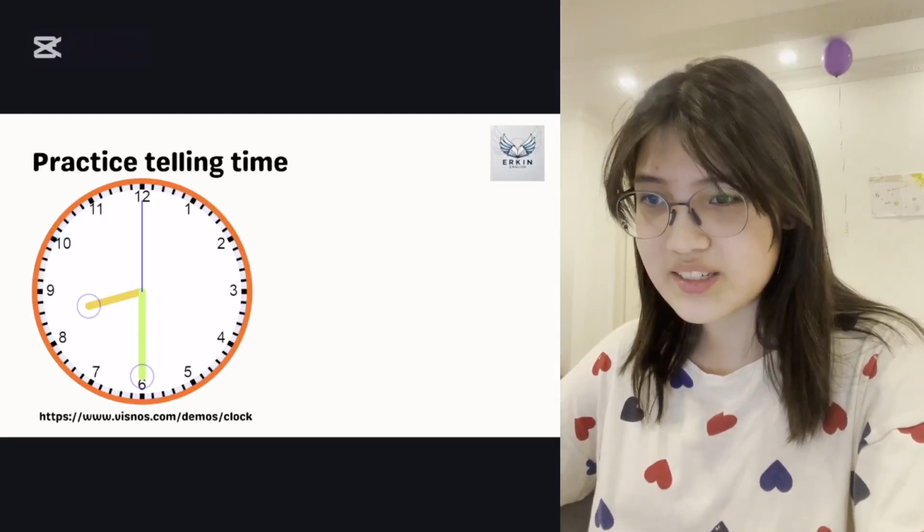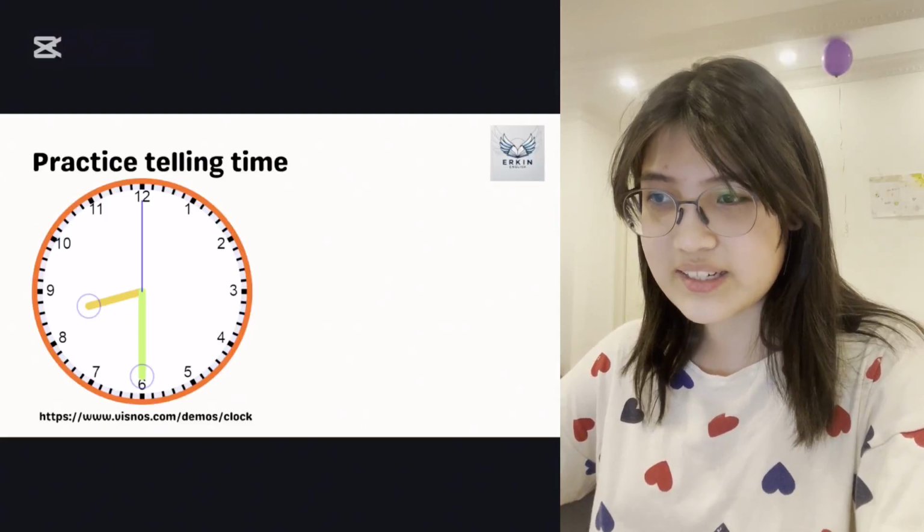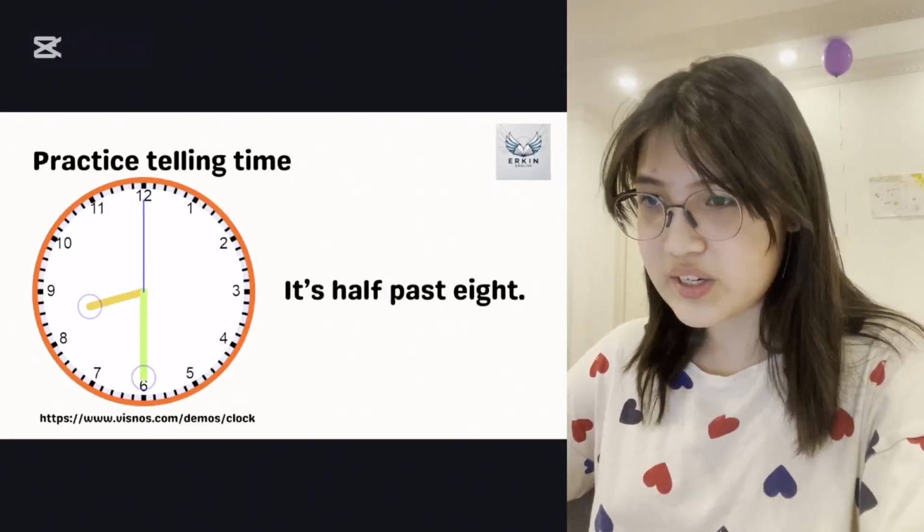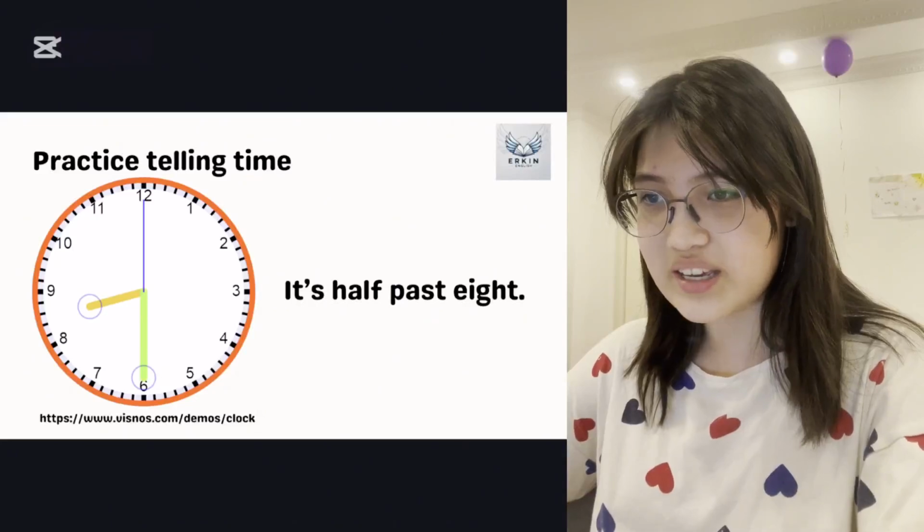But then here, in this example, we can see that the big hand is on the 6, meaning that half of the time has passed. And then checking the small hand, we can see that it's on 8, meaning that it's 8:30, because half of the time through the 8th hour has passed.